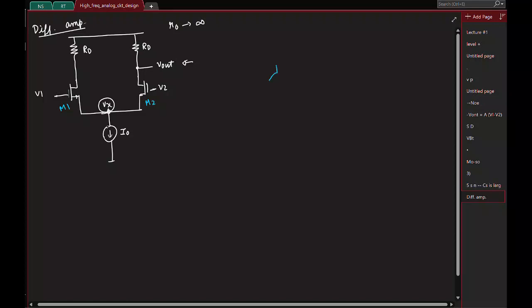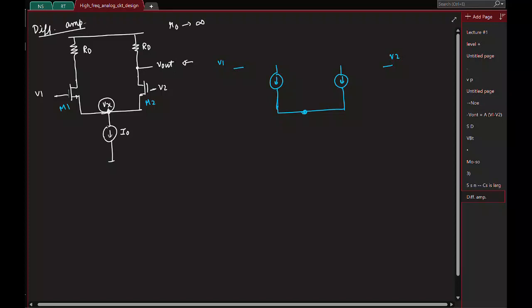For M1, I'll have a Gm VGS in this direction. Gate is at V1. For M2, I'll have a Gm VGS. Gate is at V2. Both their sources are shorted. And what should I connect here? Open circuit. So what is this current?